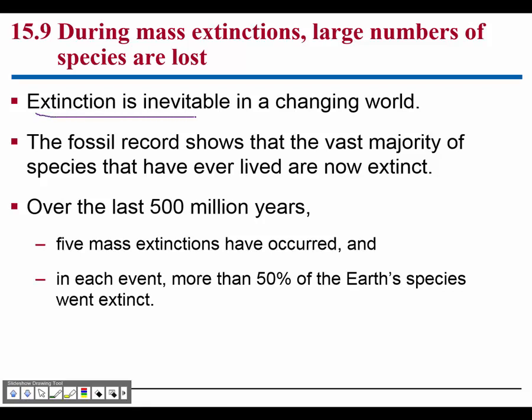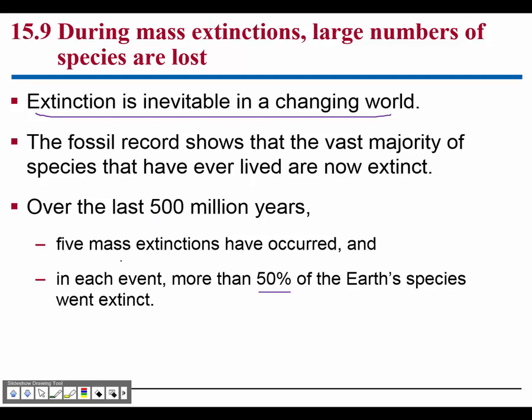Extinction, right? We've had several mass extinctions. It's inevitable. 99% of all life on Earth has gone extinct. This says in each event, 50%. I think it was the Permian extinction, I believe, where 90% of all Earth species went extinct. It was just incredible.